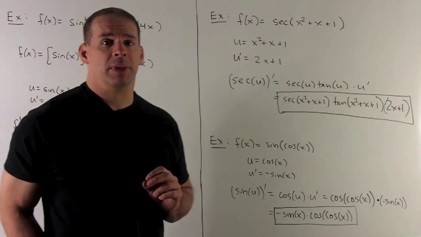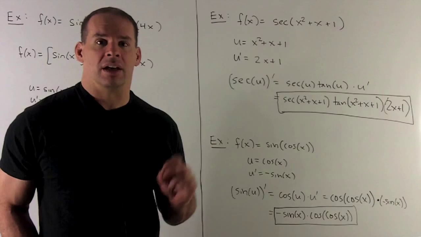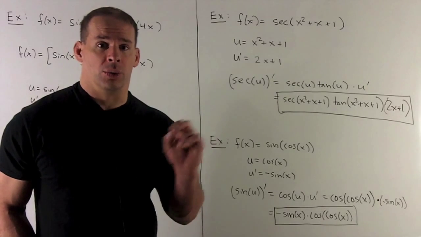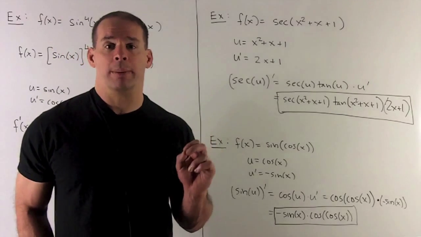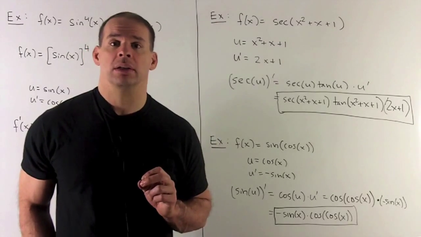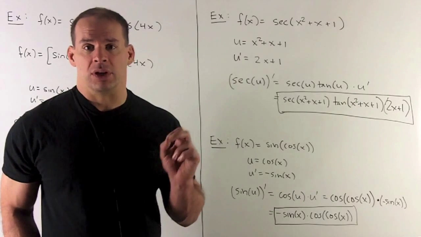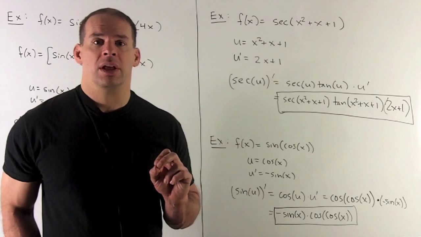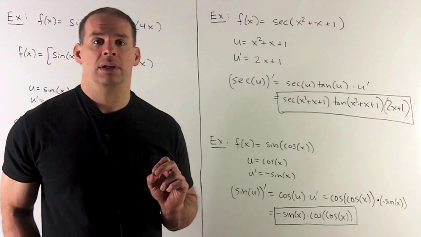For our next example, let's consider f of x equal to secant of x squared plus x plus 1. U is going to be equal to our inside, so u is x squared plus x plus 1. U prime is going to be equal to 2x plus 1. So I want to take the derivative of secant of u. The derivative of secant is secant times tangent. So we'll have secant u times tangent u times u prime.